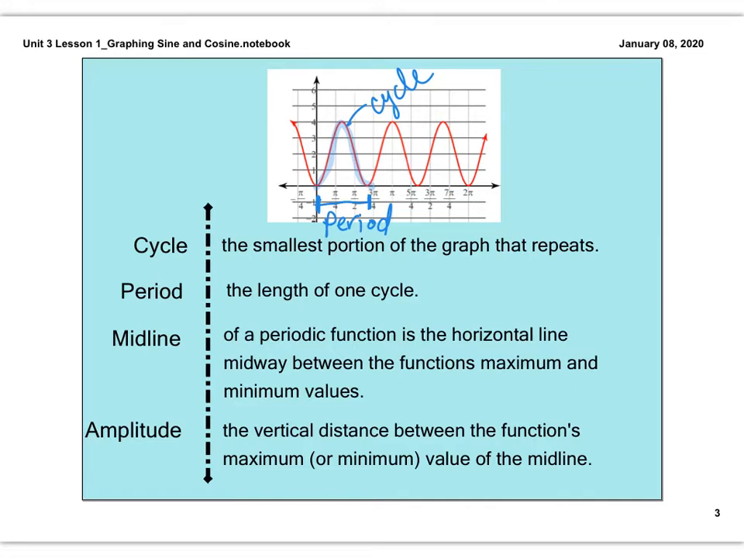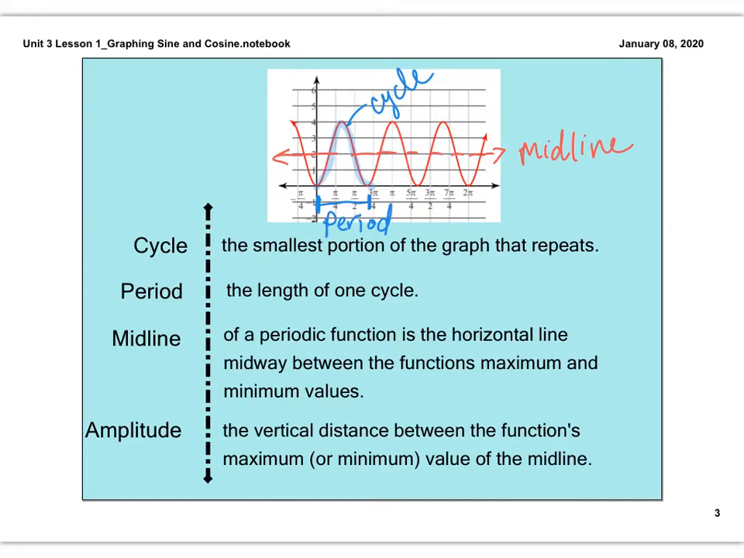The midline is the place in the graph where half of the data is above and half of the data is below. So in this case, if I draw in the midline, it would be right in here. Half of the information is above that line and half of the information is below. That's the midline.